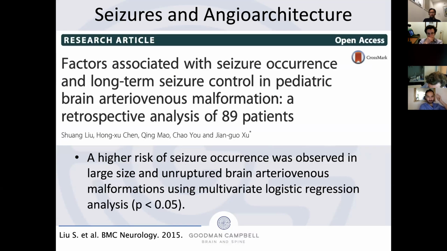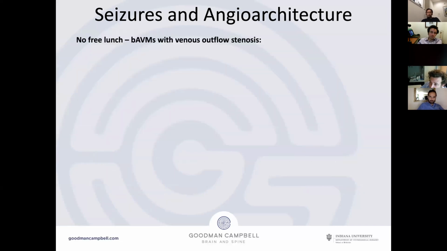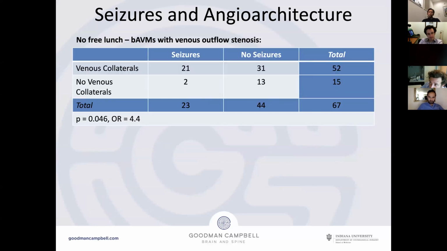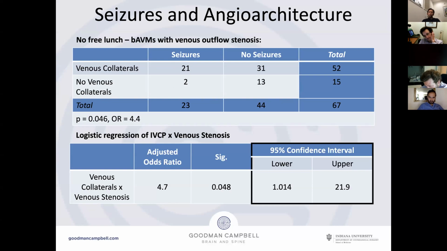If we look at the Liu study from BMC Neurology from 2015, there's a higher risk of seizure occurrence observed in large size and unruptured brain arteriovenous malformations. In other words, unruptured brain AVMs heavily associated with seizures once again. So what do we show? Essentially, if you look at brains with venous outflow stenosis and multiple draining veins, overwhelmingly, these patients actually have seizures. So you can see that with venous collaterals, you have almost a 40% association with seizures, and without, only 2 of 15 patients present with seizures. And if we look at the logistic regression of IVCP by venous stenosis, you get statistically significant.